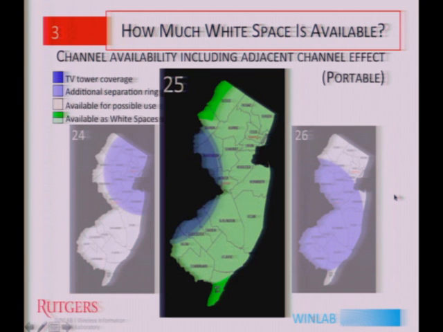So, as an example, this is how it looks in terms of where you can use wireless white spaces in portable devices. This is completely prohibited, and the lighter green says that you can use it but with lower power, and the brighter green says that this is completely available. So as you can see, it's very limited.